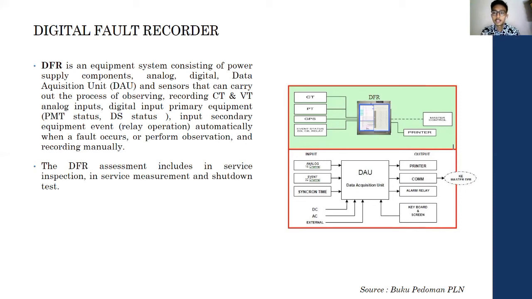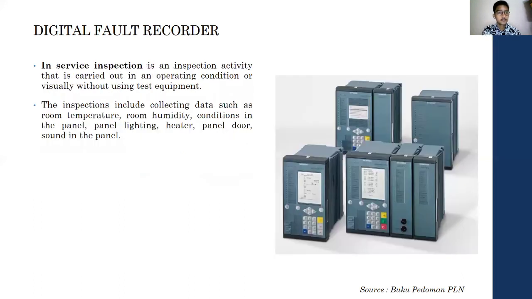This is the picture of the circuit of DFR and the components of the DFR. In-service inspection of the DFR. In-service inspection is an inspection activity that is done in operating condition, visually, without using test equipment. The inspection includes collecting data such as room temperature, room humidity condition in the panel, panel lighting, heater, panel door, and sound in the panel.